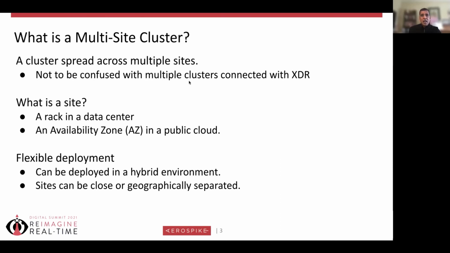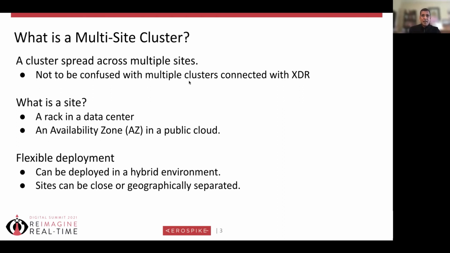So you can have a multi-site cluster with two racks in the same data center or two racks in different data centers. Or you can have sites in multiple availability zones in the same region or multiple regions in a public cloud. Or even you can have a combination of private cloud and public cloud sites, etc. So it gives you a lot of flexibility in deployment of a multi-site cluster.